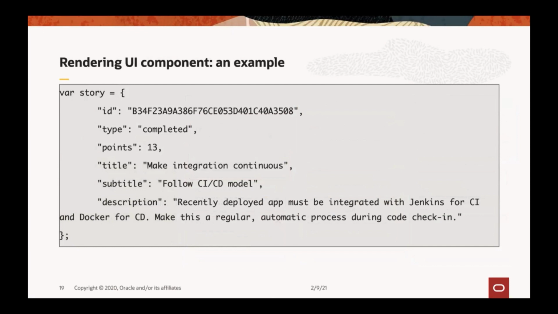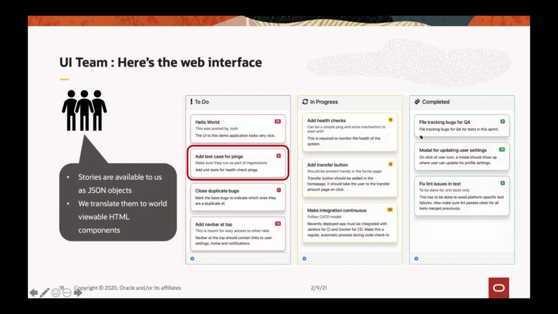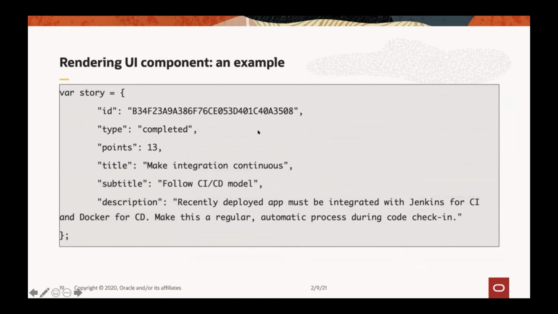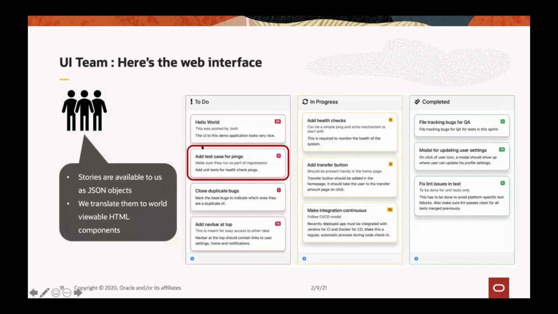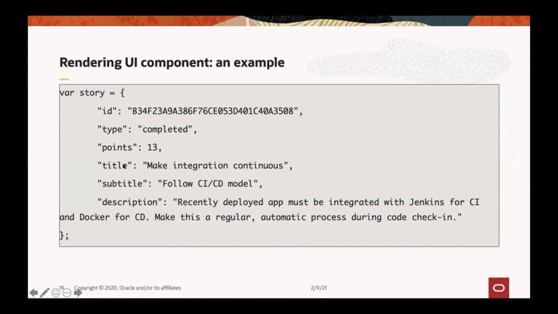So here is a JSON document that represents a user story. Like I mentioned before, each of the documents that you see here maps to a JSON or a JavaScript object. So here is an example of a JavaScript object for a user story. There is an ID field, there is a type, there is points, the number of points for this user story, and so on. There's a description. So using React, you can decide how to render this div once you have all of these fields.